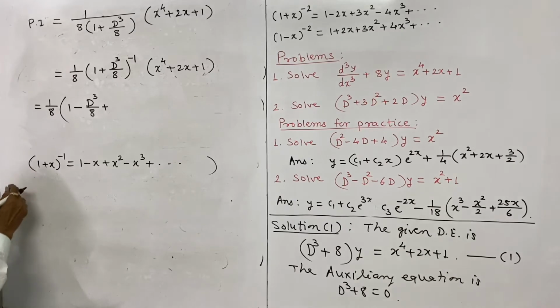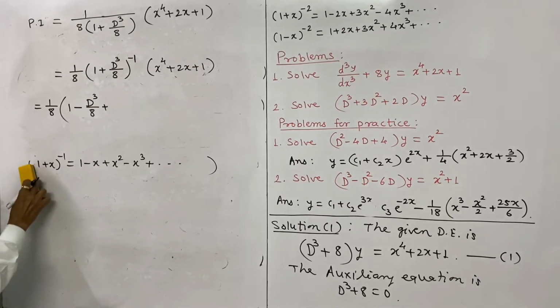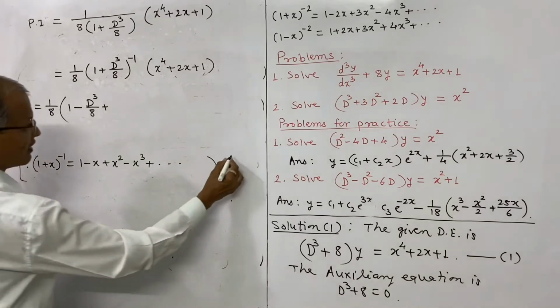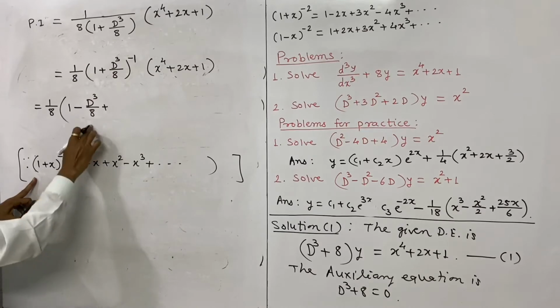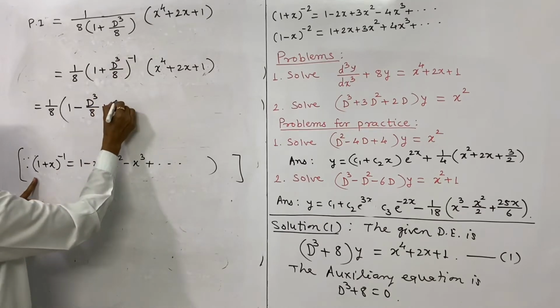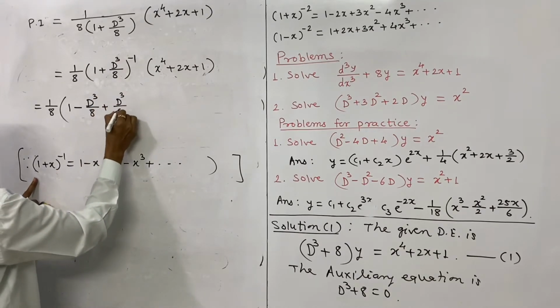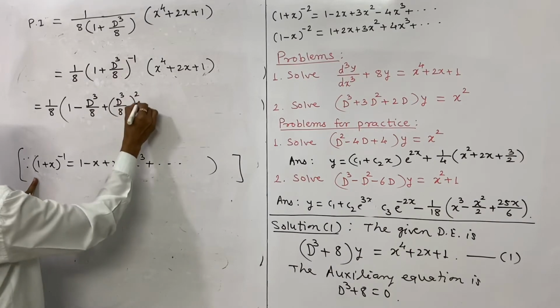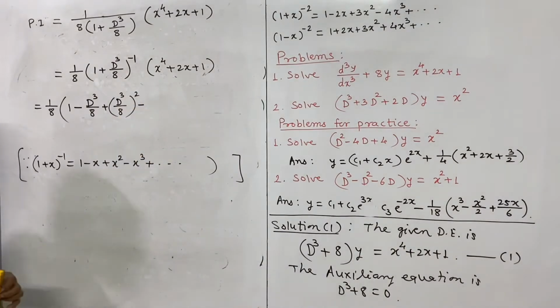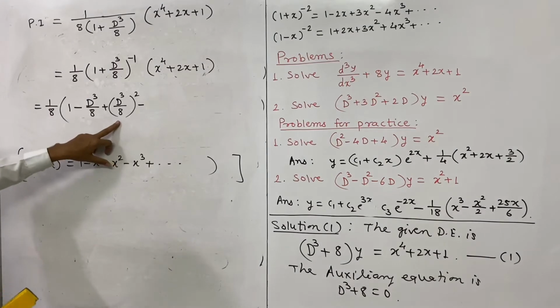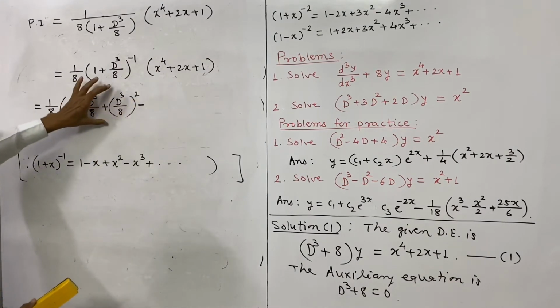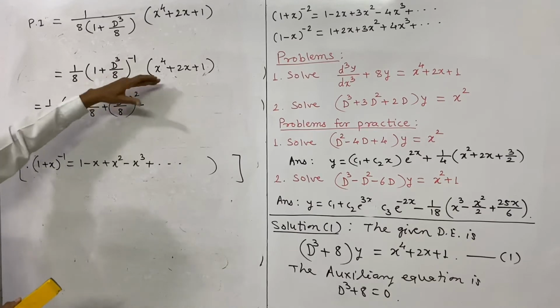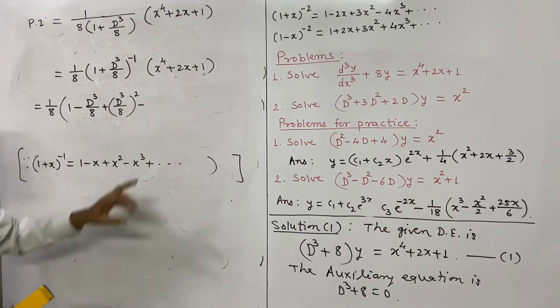So using this formula, x is D cube by 8. So 1 minus x plus the square of this, that is D cube by 8 squared, and minus the next term will be the cube of this. But you see, the maximum power of x is 4, and we should write that expansion up to the power m, that is up to power 4.